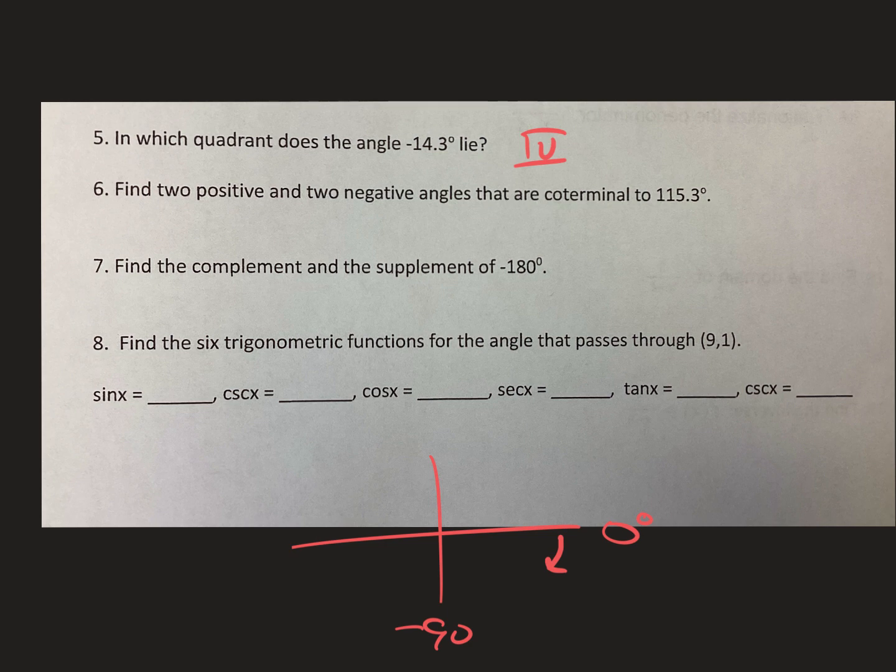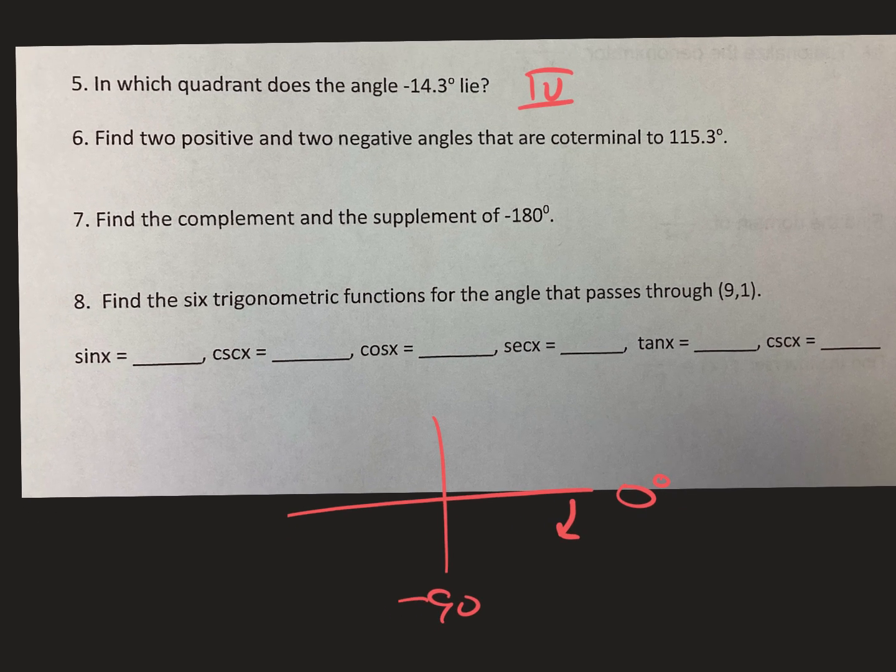Number 6, find 2 positive and 2 negative angles that are coterminal with 115.3. Remember, coterminal means same spot, different measure. So basically, you just add 360 and subtract 360 to get back to the same spot on the circle. If I have 115.3 and I need to find 2 positive coterminal angles, I'm going to add 360 to that. So 115.3 plus 360 gives me 475.3.